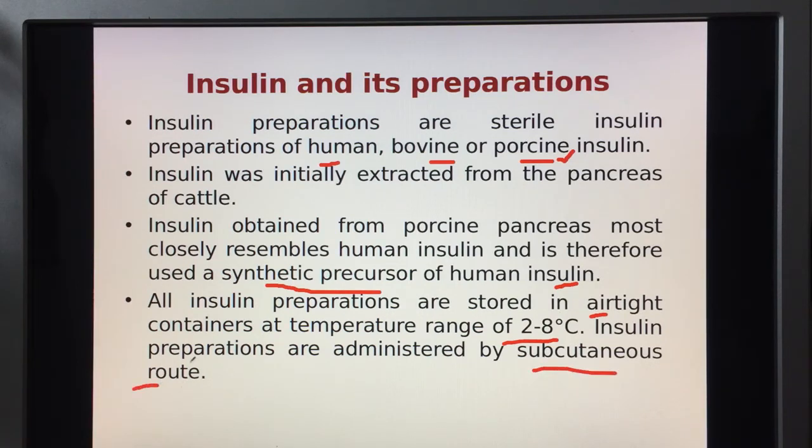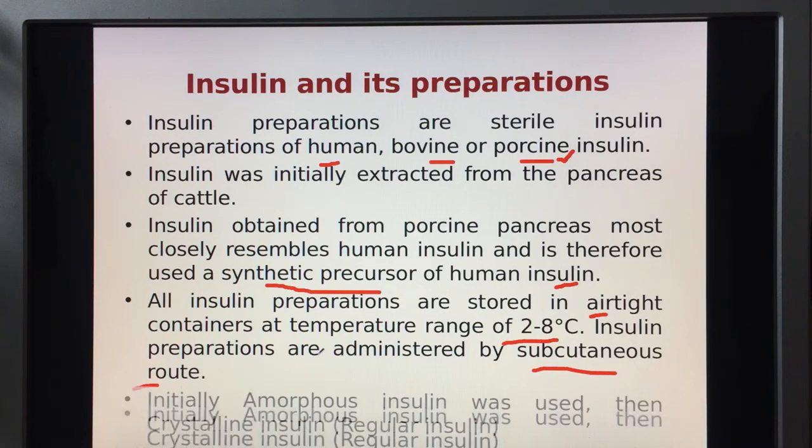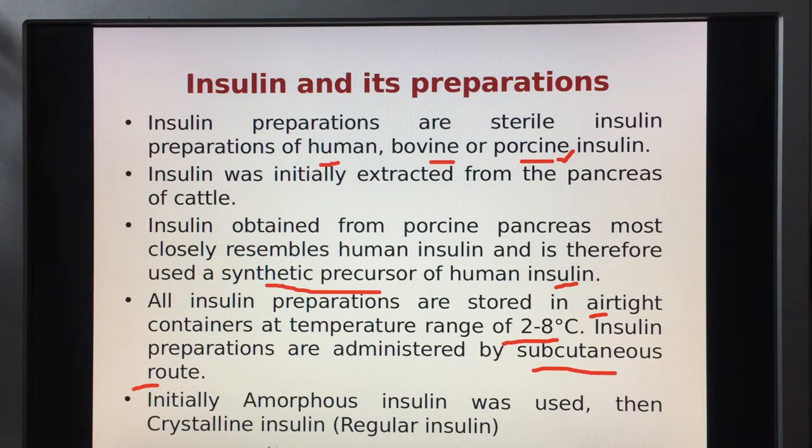As we have already discussed in the previous slide, since the insulin molecule is extensively metabolized through first pass metabolism, it has to be administered by another route, and that route is the subcutaneous route. Now, initially the preparations of insulin that were used were amorphous insulin. However, later the crystalline insulin, also called regular insulin, is used.